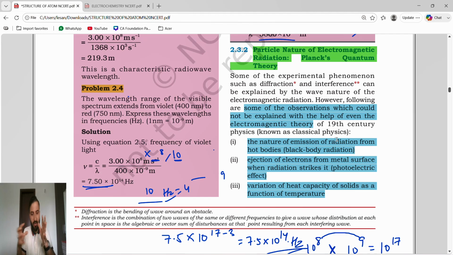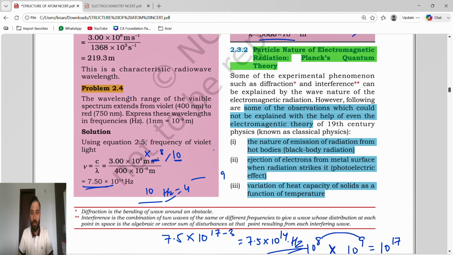If we give temperature, the normal body will absorb the heat and become a heated object. That hot body, the heated object, is also called a black body. So black body radiation is the first thing they cannot explain. In that, the first point is the nature of emission of radiation, meaning whatever radiation is emitted, its nature.